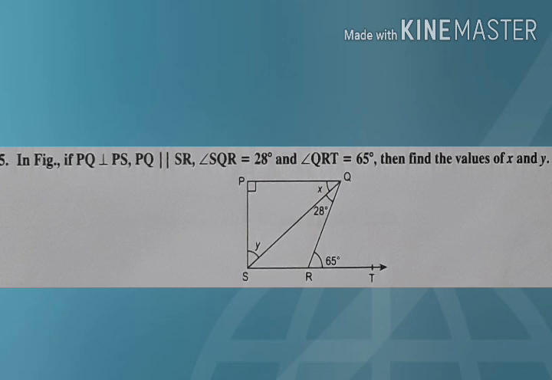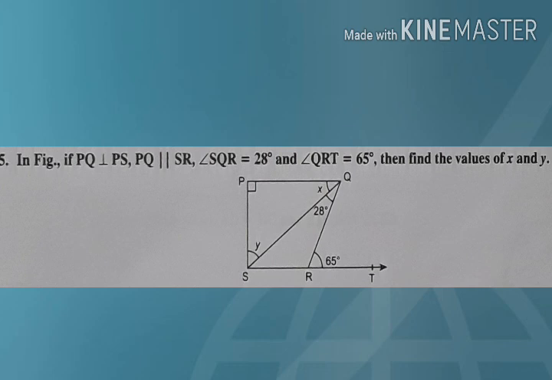In the figure they already marked angle SPQ as 90 degrees because PQ is perpendicular to PS. Then x and y are marked in the figure. Angle SQR is marked as 28 degrees and angle QRT is marked as 65 degrees. So here we need to find x and y. One more thing is given there: PQ parallel SR.